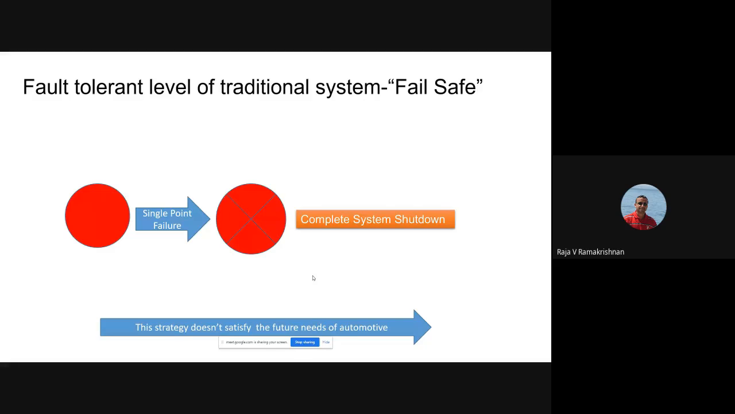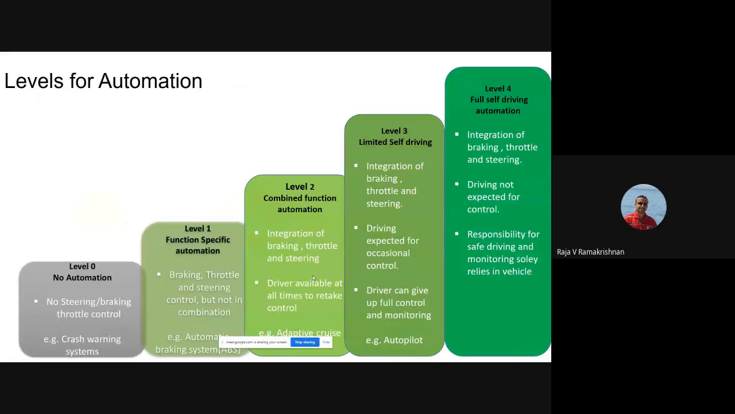Now, in traditional systems which we have in vehicles today, if there is a single point failure, say a sensor failed, taking the example of a traction drive or steering, if a torque sensor failed or a current sensor failed, we immediately shut down the system. This strategy has been applied in almost all the systems we have in our vehicles today. While this strategy doesn't satisfy the future needs of automotive, it was okay until autonomous started to kick in.